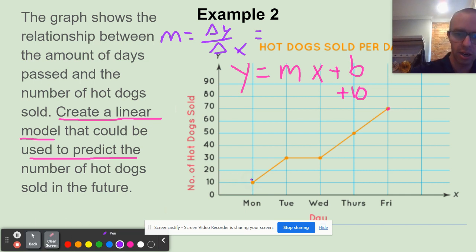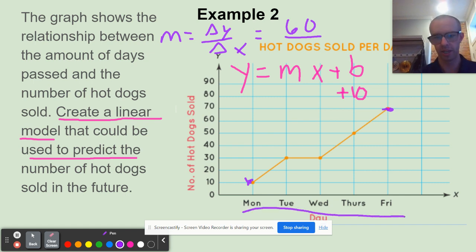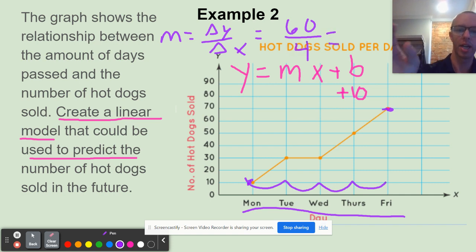So we're right here at 10 hot dogs, and we end at 70 hot dogs. How much did the y change if we started at 10 and went to 70? Well, the change in y is 60. And how many days did that happen over? We have no numbers down here, so we're just really going to count. 1 day, 2 days, 3 days, 4 days. So they sold 60 hot dogs over 4 days.